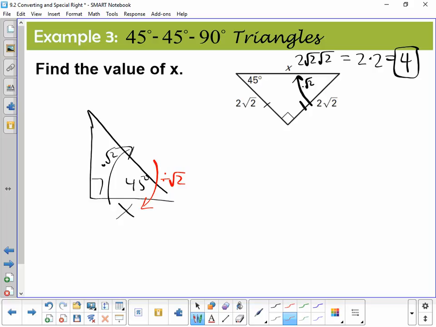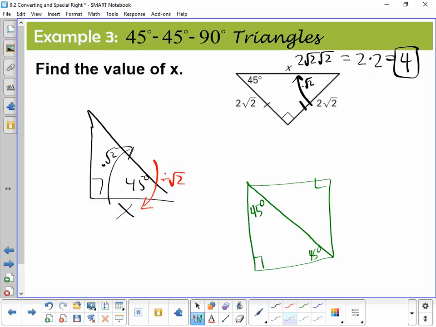Also, as you're doing the ACT or as you're working on the homework assignment, remember that a 45, 45, 90 degree triangle is a square cut in half. So oftentimes if you have problems involving squares and diagonals of squares, you can use the 45, 45, 90 triangle relationship.